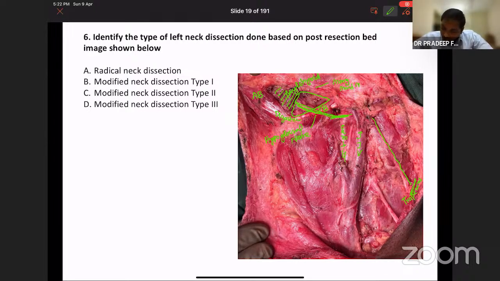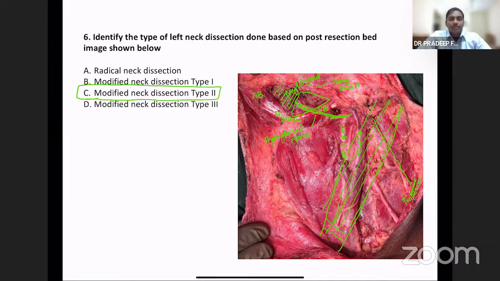Okay, so here in this image, the spinal accessory nerve is preserved, the IJV is preserved. So what type should it be? All lymphatic structures have been removed. This is where the sternomastoid would have been. The sternomastoid has been excised. So 2 structures have been preserved, so it is called modified neck dissection type 2. Okay.